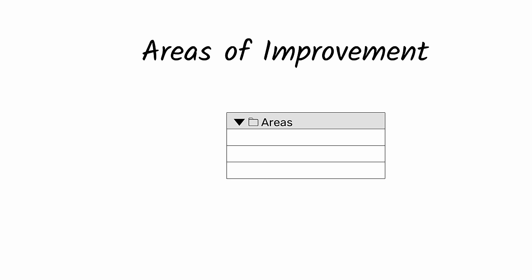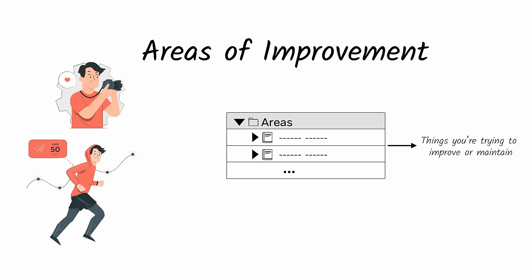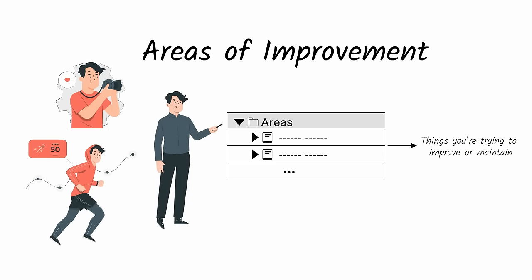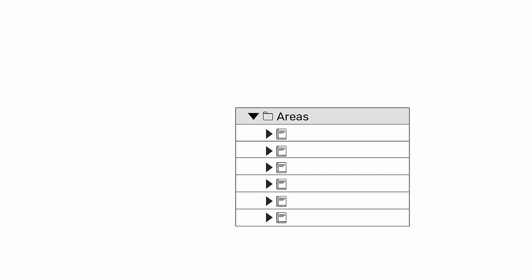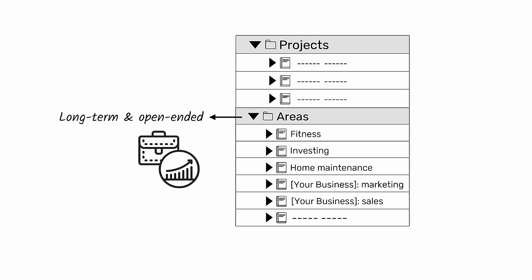The areas of improvement section of your second brain contains digital notebooks on all the things you're trying to actively improve or maintain. The instant you're ready to seriously improve a skill or level up an area of your life, you visit the areas of improvement section in your second brain. Some areas of improvement notebooks in your second brain might include fitness, investing, home maintenance, your business: marketing, or your business: sales. Areas of improvement are long-term and open-ended, like running a successful business, while projects are short-term and finite, like launching a new product.